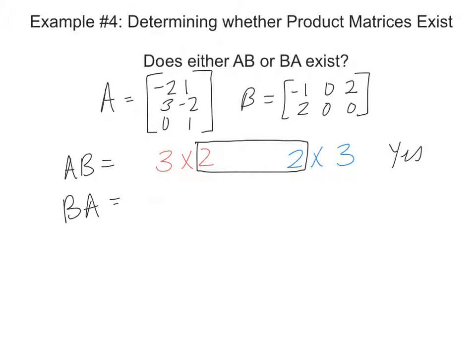For the second one, however, we have a 2 by 3 multiplied by a 3 by 2, right? Because the B was 2 by 3 and the A is 3 by 2. And so once again, yes, this will work because their center dimensions are the same.